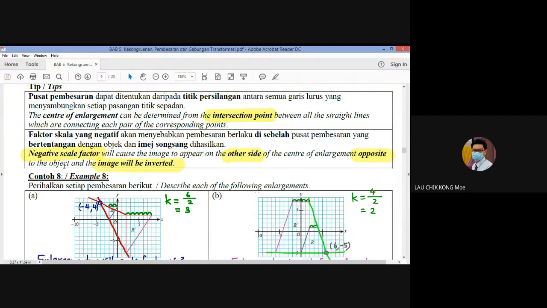And then negative scale factor will cause the image to appear on the other side. Kalau dia punya faktor skala nilai dia negatif, maka objek image bertentangan arah, opposite side. And then image will be inverted.